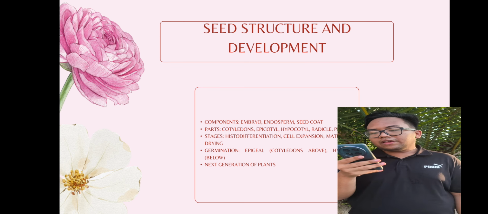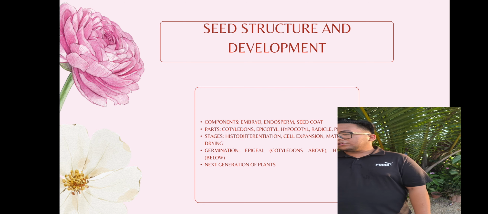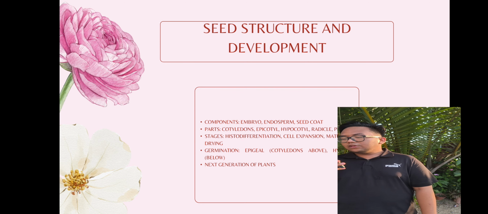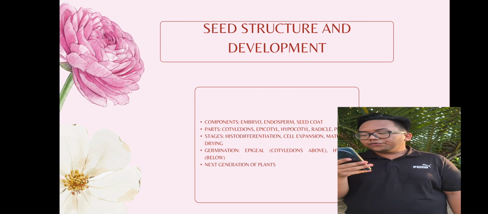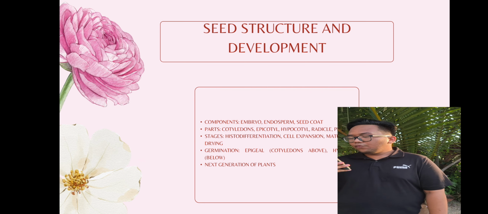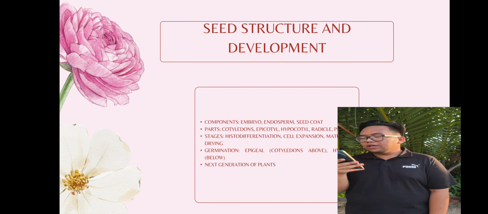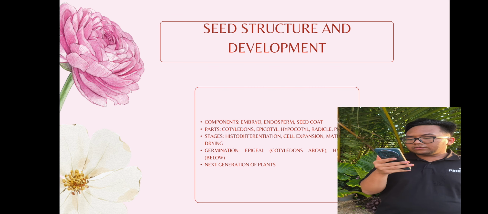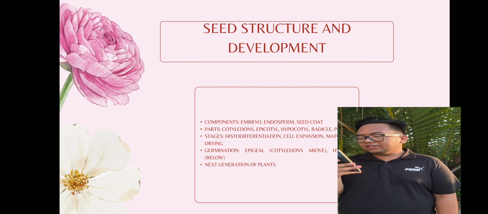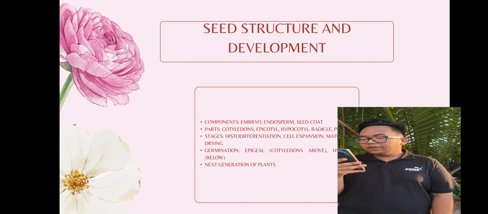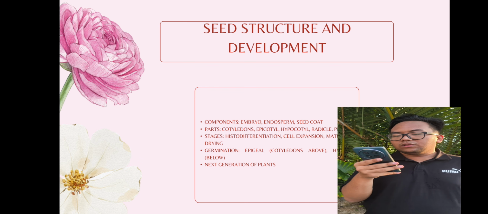On the next slide, which is slide 14, seed structure and development. A seed contains an embryo, endosperm for food, and a seed coat, with parts like cotyledon and radicle. Development includes fertilization, cell expansion, and drying, with germination as epigeal or hypogeal.